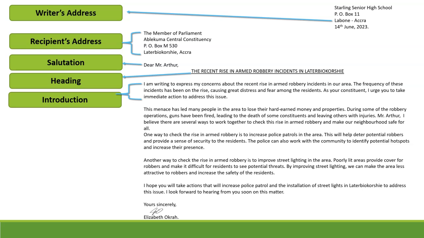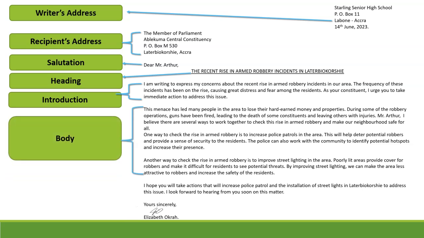So in this case, we have I'm writing to express my concerns about the rise in armed robbery incidents in our area. The frequency of these incidents has been on the rise, causing great distress and fear among the residents. As your constituent, I urge you to take immediate action to address this issue. So right away, we know the reason why this letter is being written. Then in the body, we need to address two things. Talk about the rise in armed robbery incidents in the area, and also give two suggestions as to how this can be checked, and that is stated right in there.